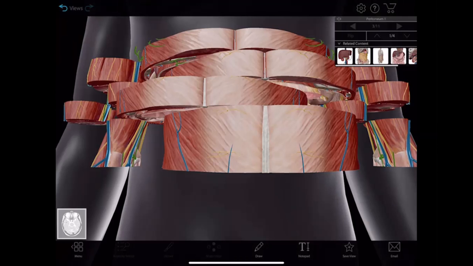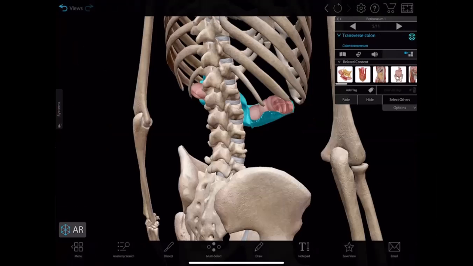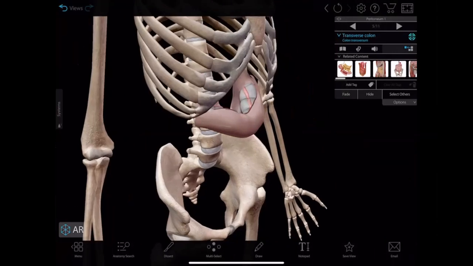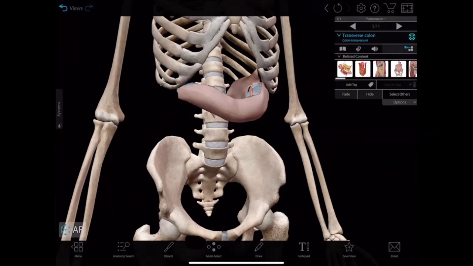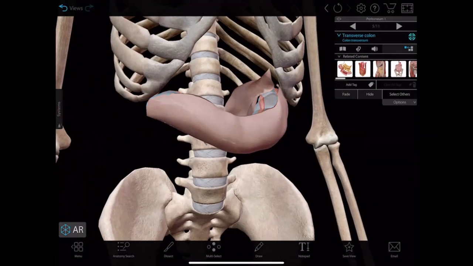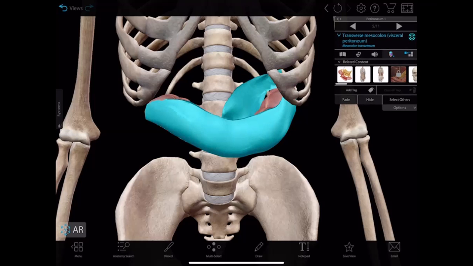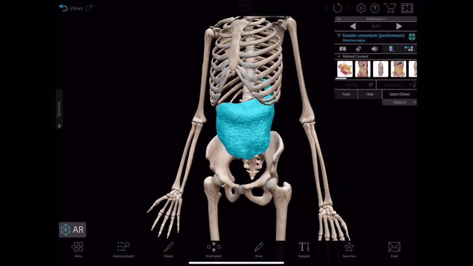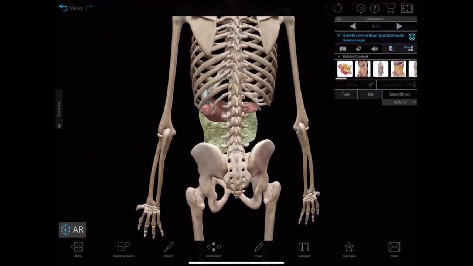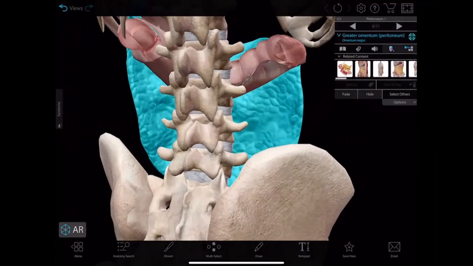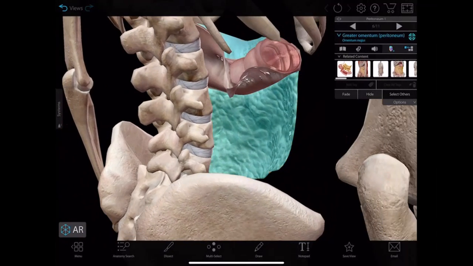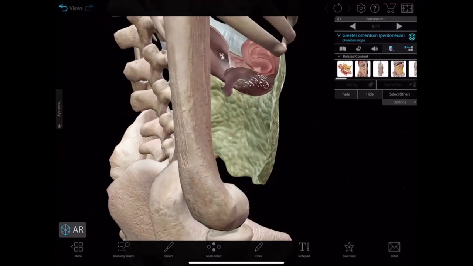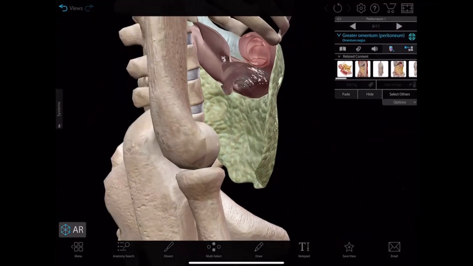See, this is transverse mesocolon, right? So within this visceral peritoneum lies the transverse colon, right? So the structure surrounding the transverse colon is transverse mesocolon. This is greater omentum. You see, the transverse colon is behind the greater omentum, right? So the greater omentum just hangs from the stomach freely over all the intestines.